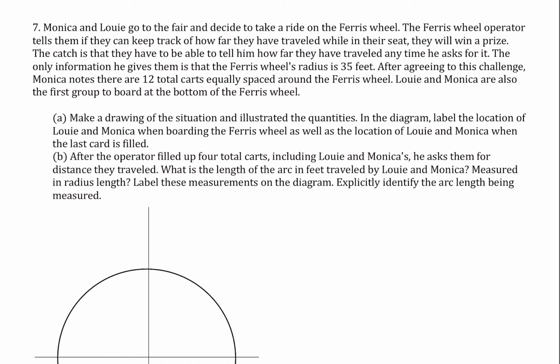So Monica and Louis go to a fair and decide to ride a Ferris wheel. The Ferris wheel operator tells them if they keep track of how far they have traveled while in their seat, they'll win a prize. The catch is that they have to be able to tell how far they traveled anytime he asks for it. The only information he gives is that the Ferris wheel radius is 35 feet.